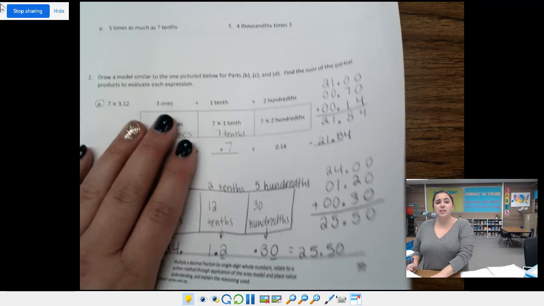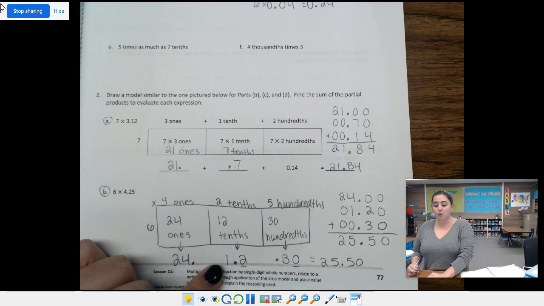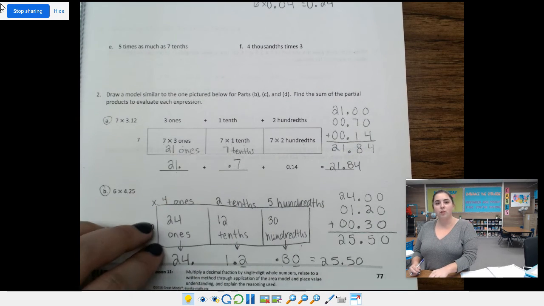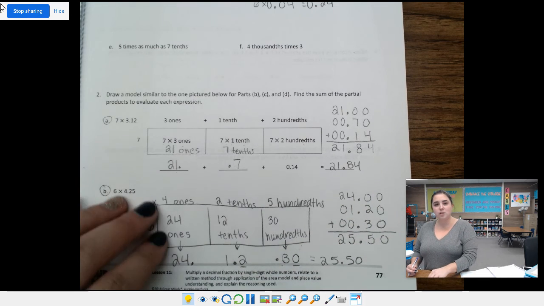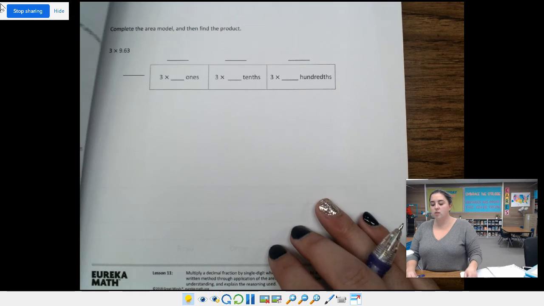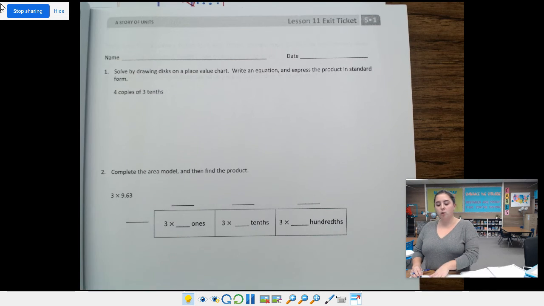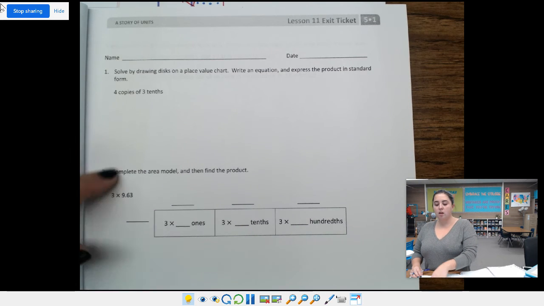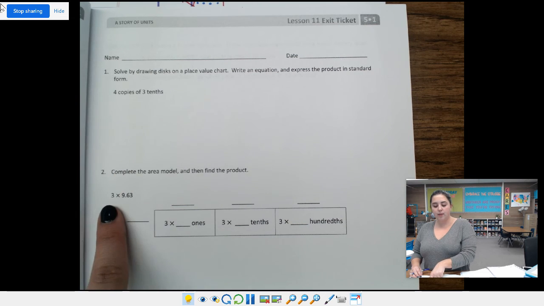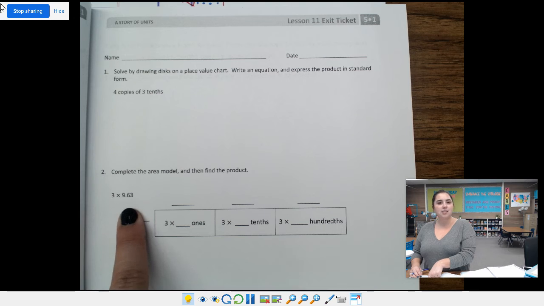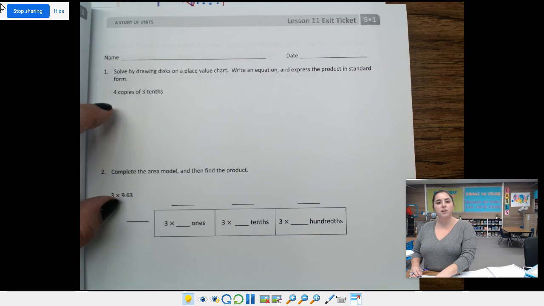So either of these methods is perfectly acceptable. I want you to practice both, so that way later you can decide which one you prefer, but we have to practice both in order to decide. So on your exit ticket today, you have 2 problems, 4 copies of 3 tenths, and 3 times 9 and 63 hundredths. I want you to solve both of these.